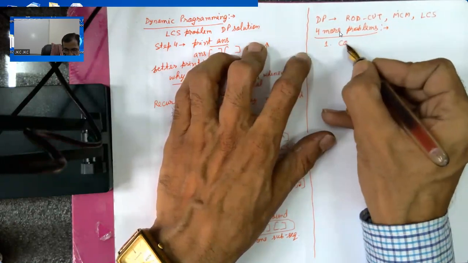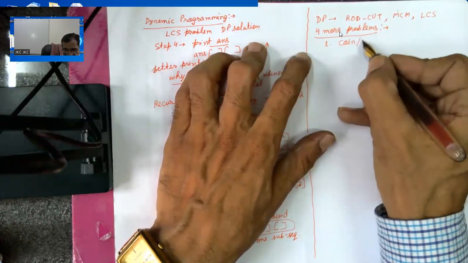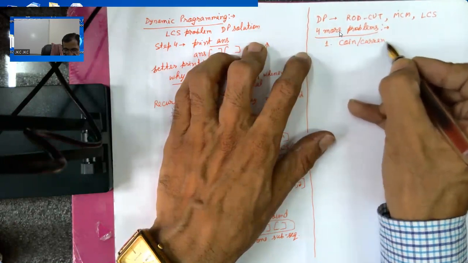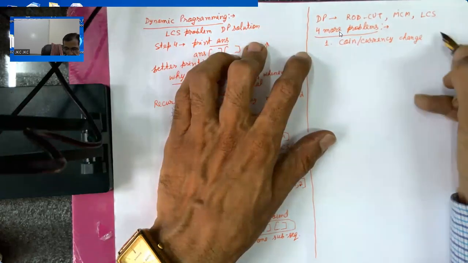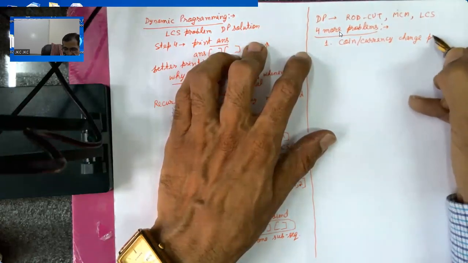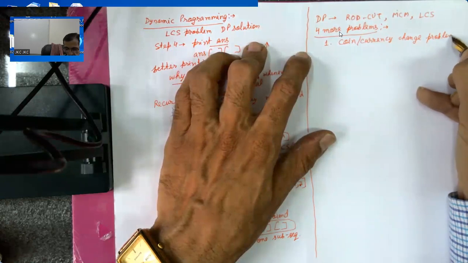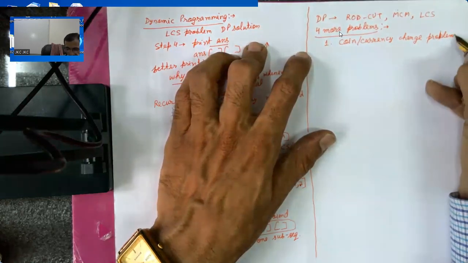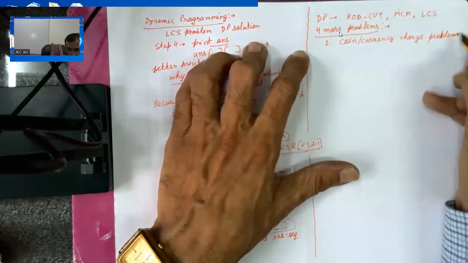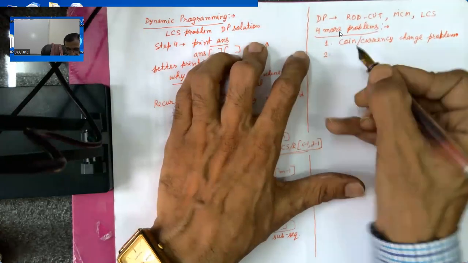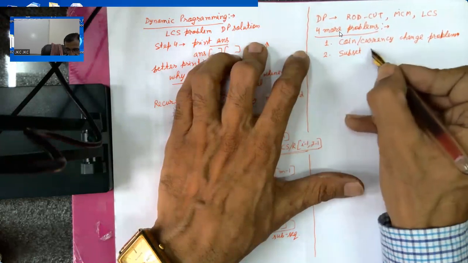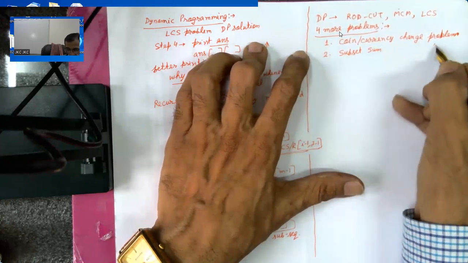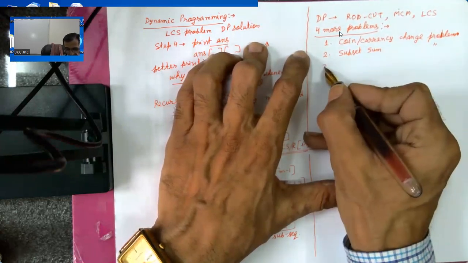The first problem, which we call the coin or currency exchange problem, or currency change problem, is a standard problem given on most of the programming platforms, and you can read it from Geeks for Geeks, CodeChef, LeetCode, or any others. So that is one problem. It's a DP problem. Another problem is known as the subset sum problem. That is also one of the standard problems. You should read and try that.